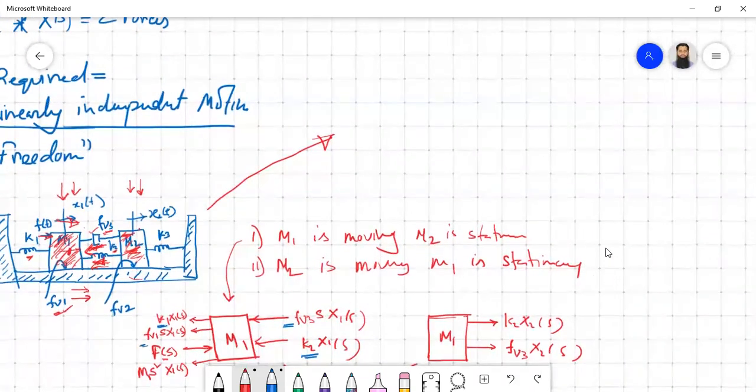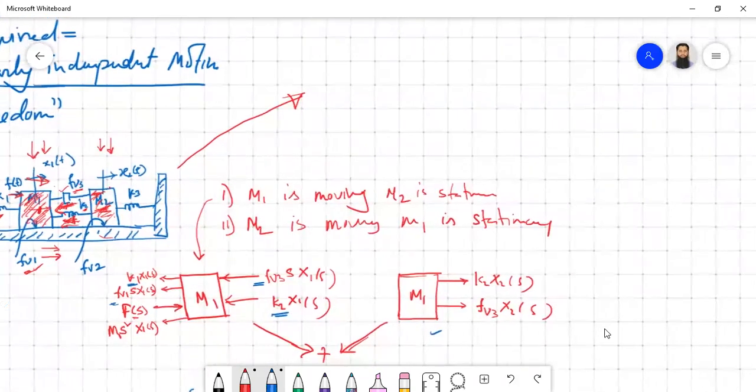First of all, what is common in between them? Common in between them are these two, basically FV3 and K2. So write the common thing first with the negative sign because you're writing for the second loop. So FV3 S plus K2, this is X1S.